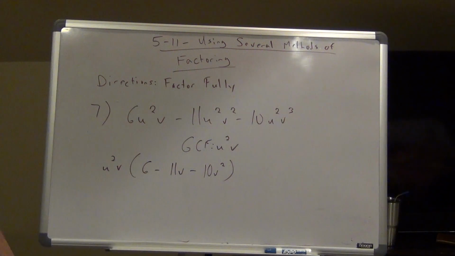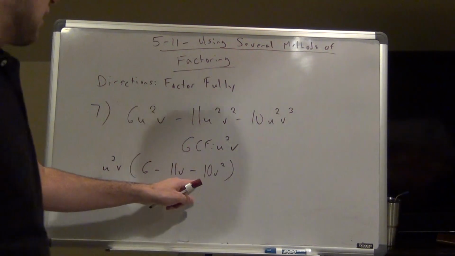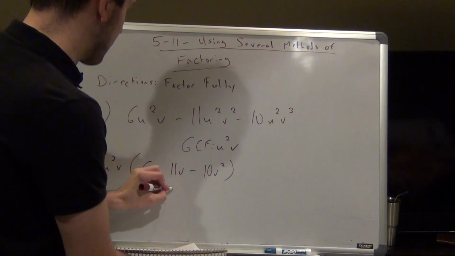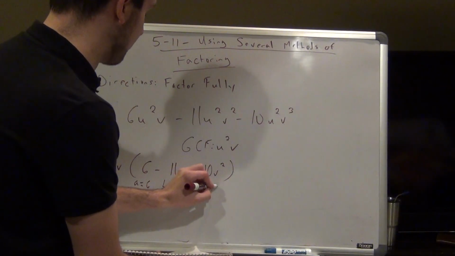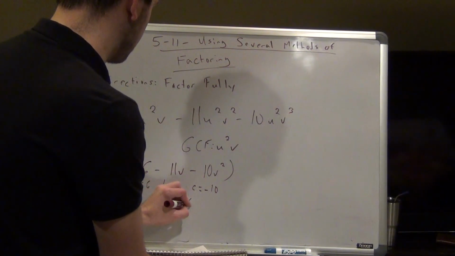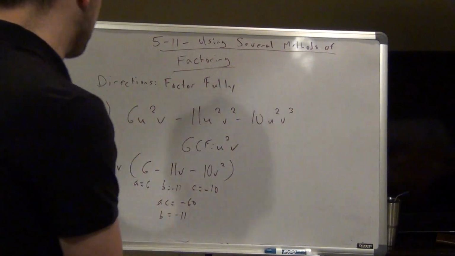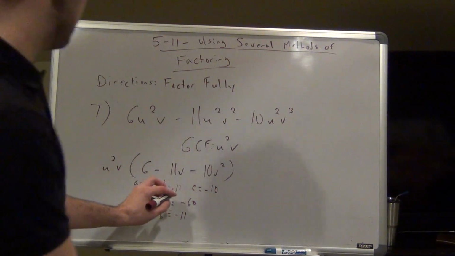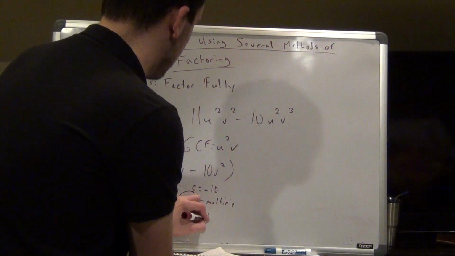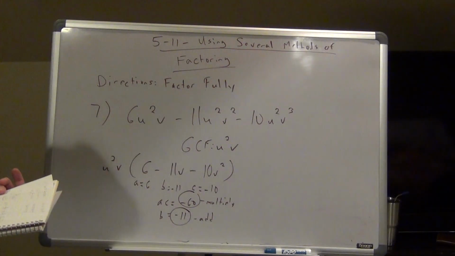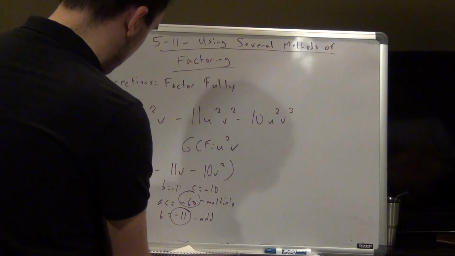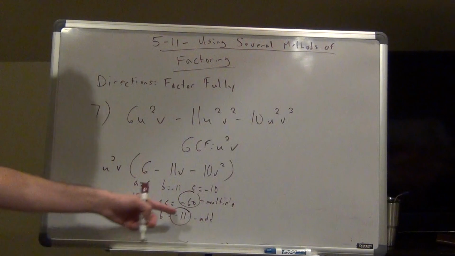So what that means is, remember we did this in 5-9, so if you go back to your 5-9 stuff, I'm going to do that A, B, C thing and factor by grouping. So A is 6, B is negative 11, and C is negative 10. So AC is negative 60, and B is negative 11. So I need to figure out 2 numbers that multiply to get negative 60, and add to get negative 11. If I went through my factors, this would be negative 15 and 4. Negative 15 times 4 is negative 60. Negative 15 plus 4 is negative 11.